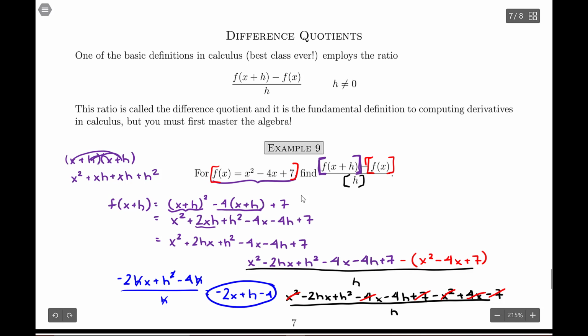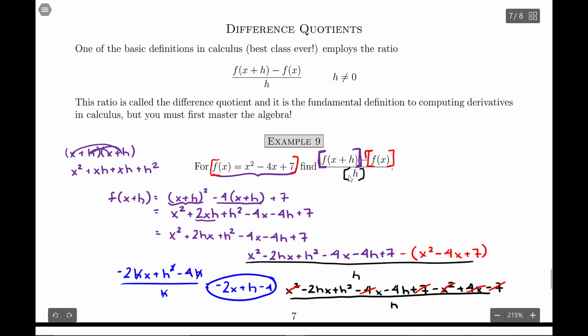Sorry I ran out of room and tried to cram all that in. But it's just a matter of being very cautious with the algebra. The difference quotient, it's not bad. It's just one of those things you have to be really, really careful with the algebra to make sure you do the right steps. That should conclude the notes.